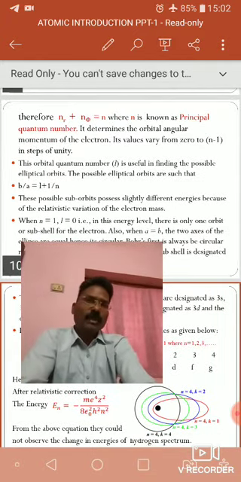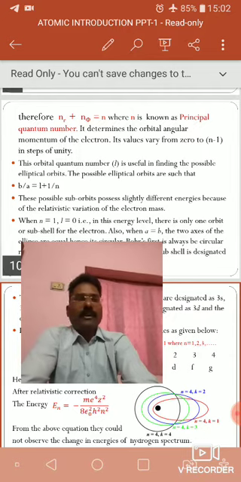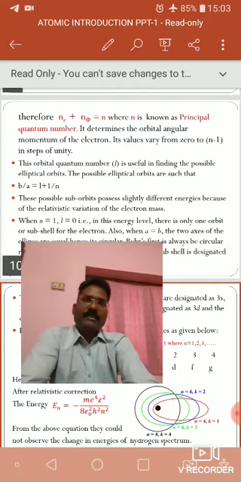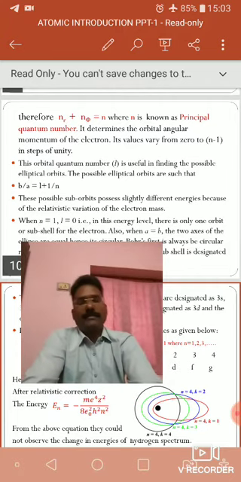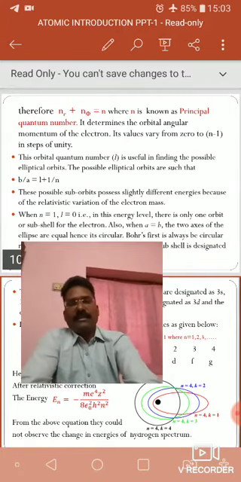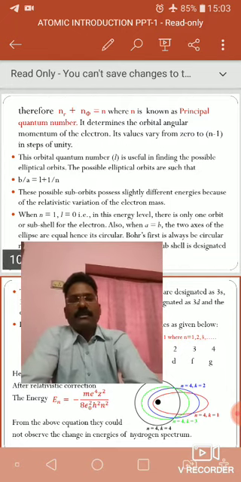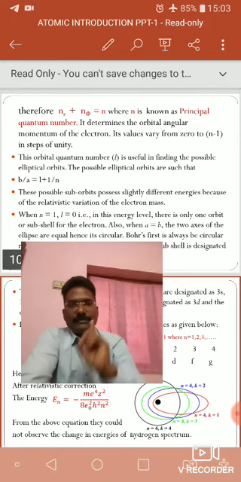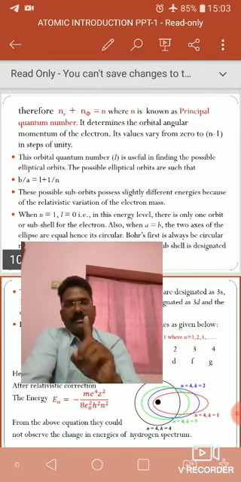n is equal to 1 is the K orbit. Each orbit contains subcells. The subcells can be represented by the orbital quantum number L. What is the formula? L is equal to n minus 1. n is equal to 1, 1 minus 1, 0. L is equal to 0, S orbit. The K orbit contains one subcell, that is the S subcell.